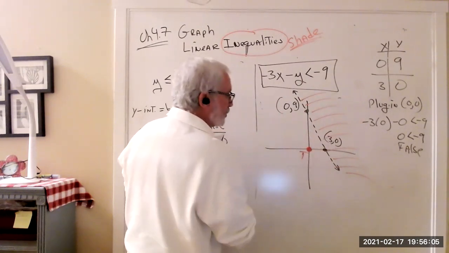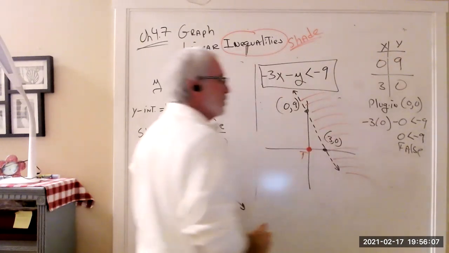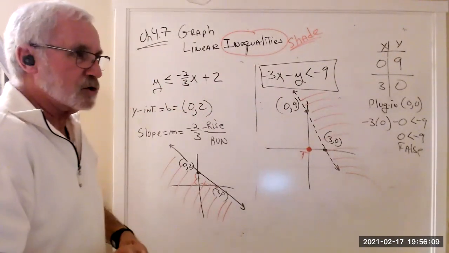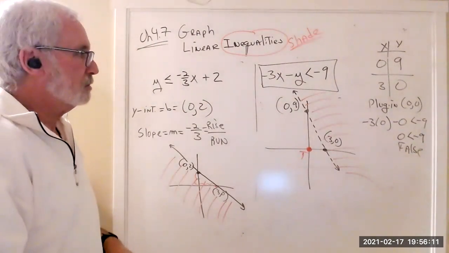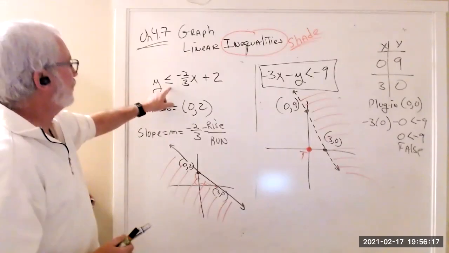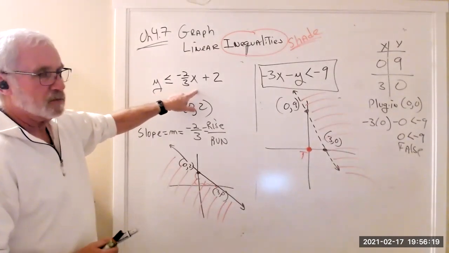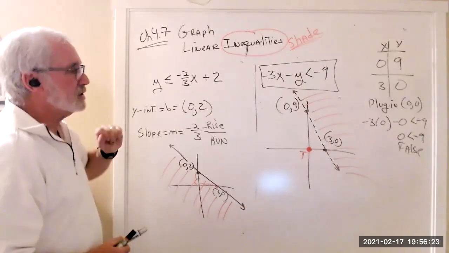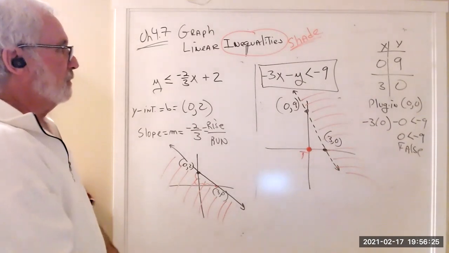If this was false, then above it must be true, and we always shade towards the truth. I thought if it was less than, you would shade below. Only if it's in slope intercept form. Okay, I gotcha. Only if it's in slope intercept form.